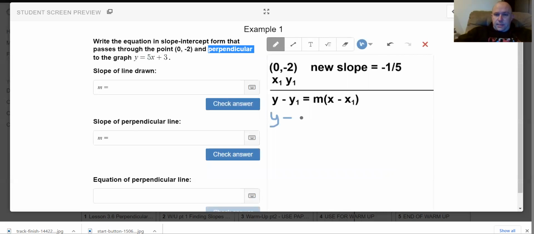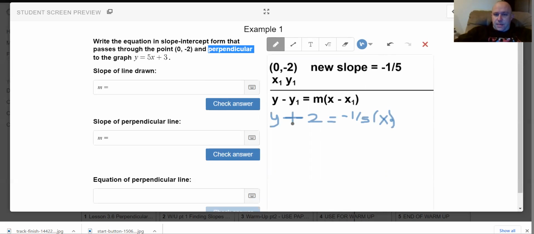So y minus negative 2 equals that slope, negative 1/5. Now I put new slope this time rather than slope, just to show the fact that the slope of this line is 5, but I'm really interested in what's the perpendicular slope. I guess I could easily put perpendicular slope too. X minus 0. Now x minus 0 is just x, so I'm actually just going to leave it like this.